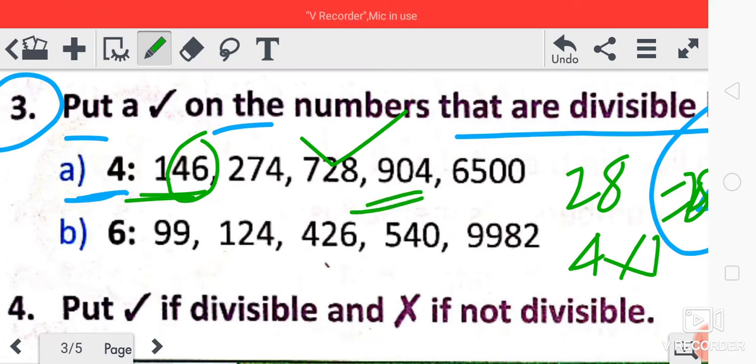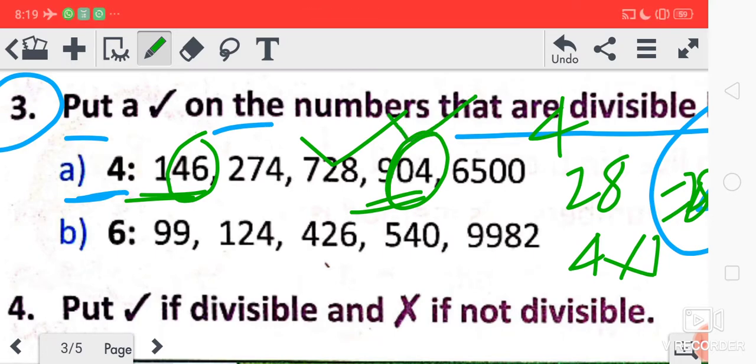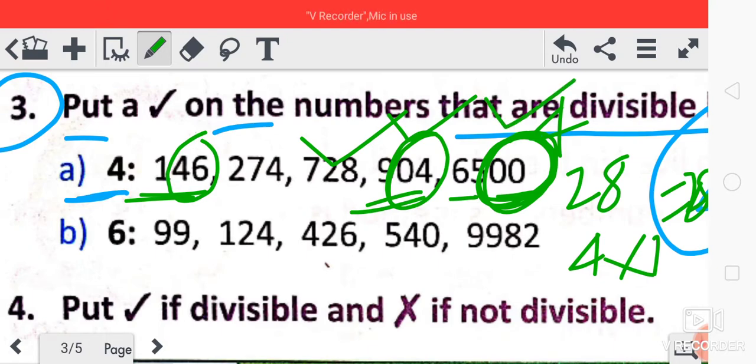Then 904, what are the last two digits? 04. 04 means what? 4 only. 4 is divisible by 4. So this whole number is divisible by 4. Then 6500, the last two digits are 00. Can you see here? The last two digits are 0. So it is divisible by 4.